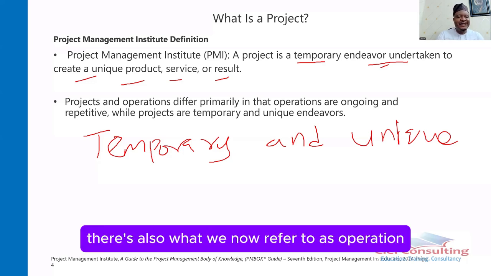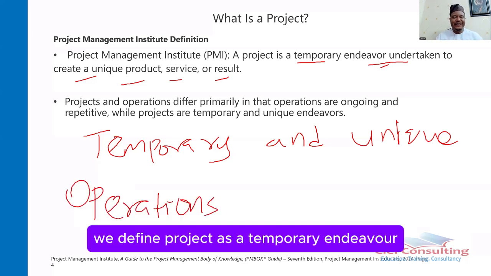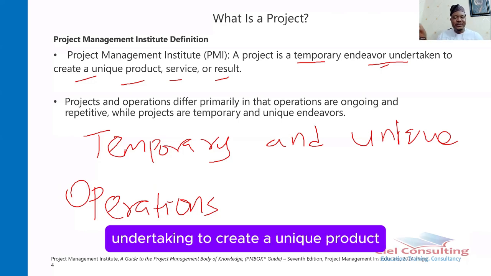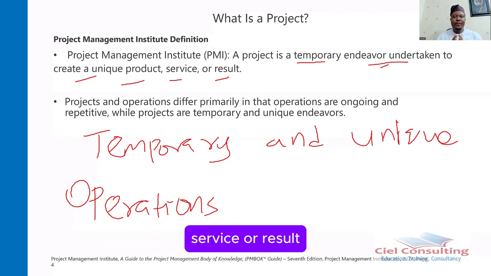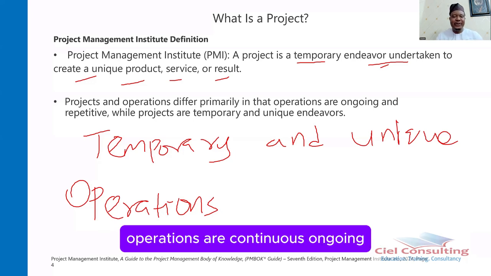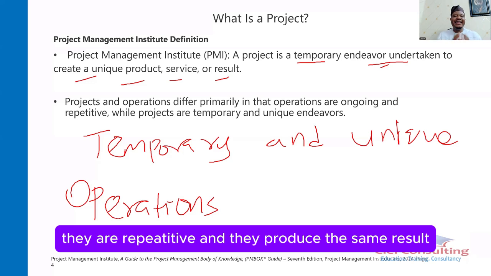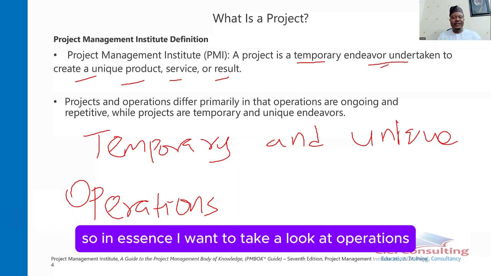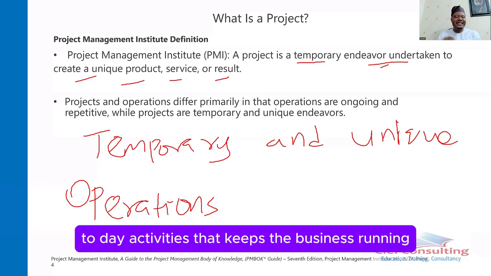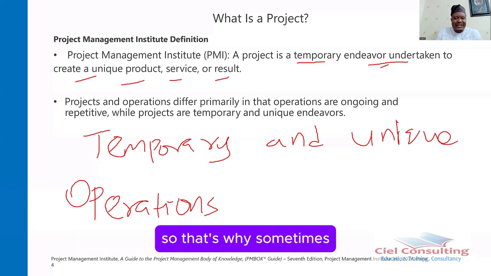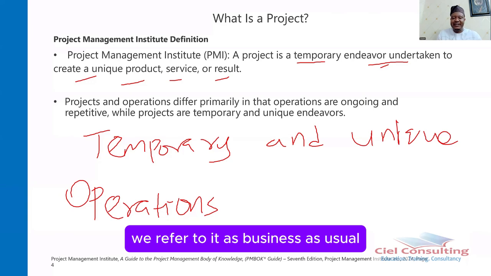Beyond projects, there's also what we refer to as operations. If you notice earlier on, we defined a project as a temporary endeavor, an undertaking to create a unique product, service, or result. But when we talk about operations, operations are continuous, ongoing, repetitive, and they produce the same result. So in essence, I want you to look at operations as the day-to-day activities that keep the business running. That's why sometimes we refer to it as business as usual.